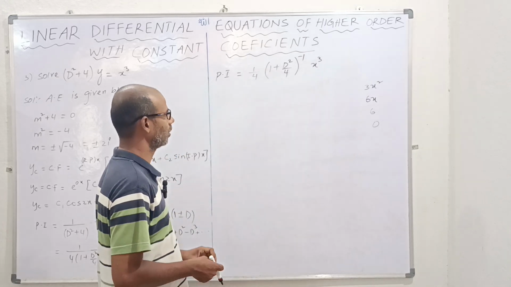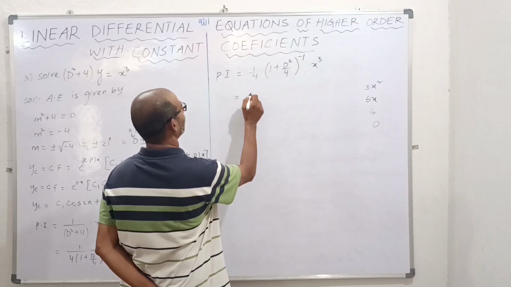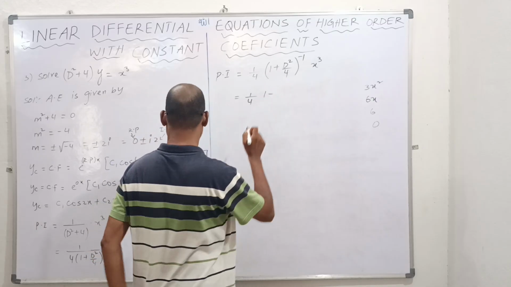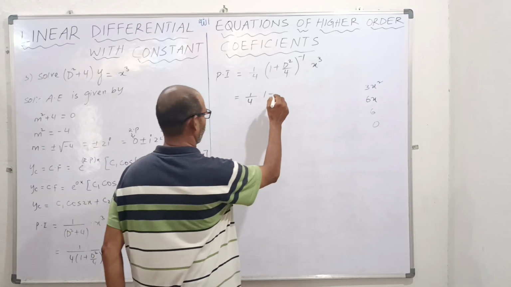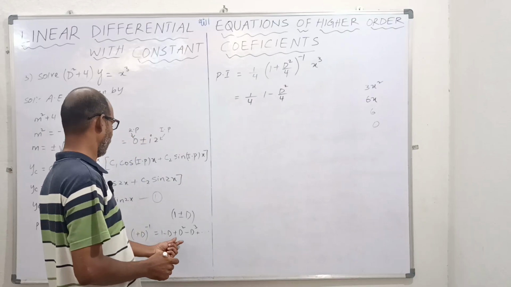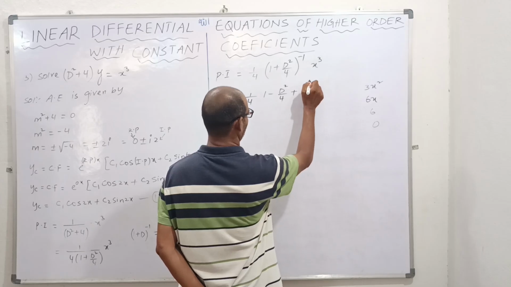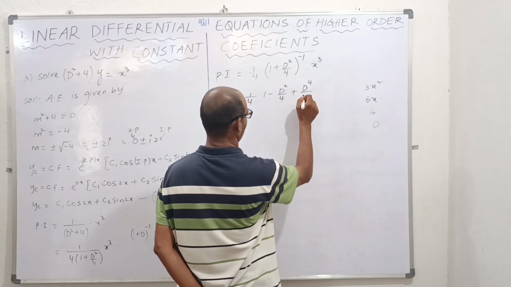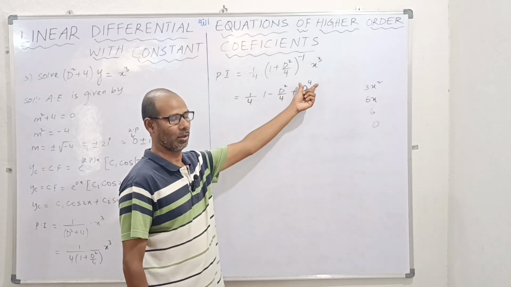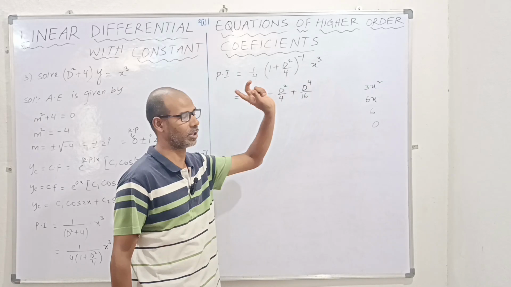But here we have d square. So now we will write it as 1 upon 4. So what is the formula? 1 minus d square by 4 plus d square, so squaring it becomes d power 4 by 16. So we can stop here. The fourth derivative is already 0, so we can stop here. We need not write all the terms here. Right?